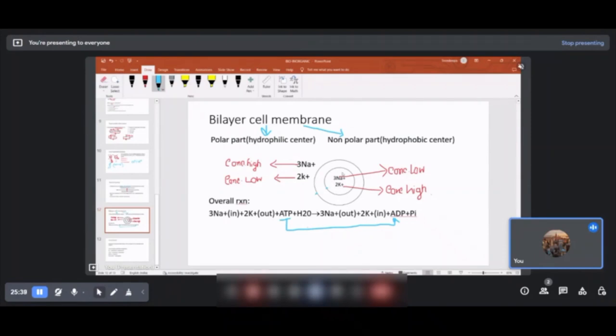So if in the bilayer membrane the concentration of sodium is higher and the concentration of potassium is lower, we need to increase the concentration of potassium ion. For doing this, we need ATP as a source of energy along with H2O, and hence this sodium ion will again gain its low concentration, and this potassium ion will again gain its high concentration inside this bilayer cell membrane, and the equilibrium will be maintained. ATP gets converted to ADP, and in this bilayer membrane, the polar part and the non-polar part are attached by electrostatic interaction. This overall reaction is done by the sodium potassium pump, the Na+/K+ pump.